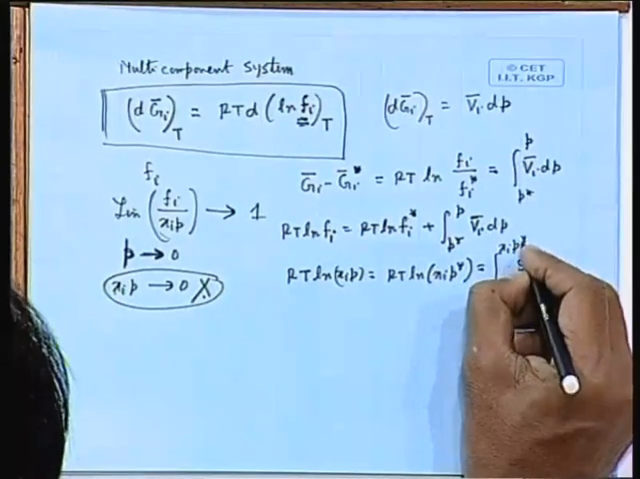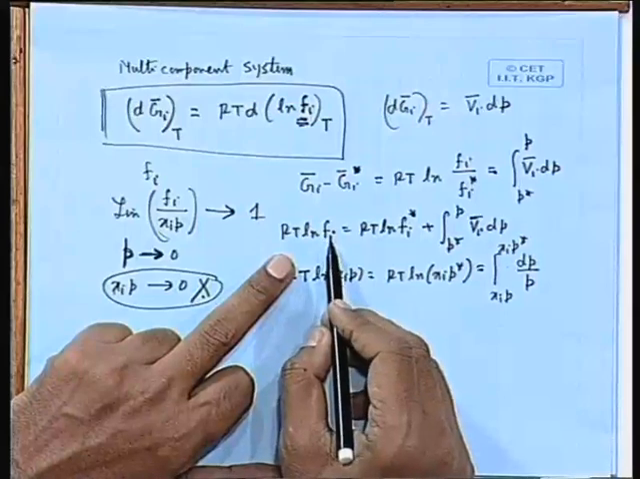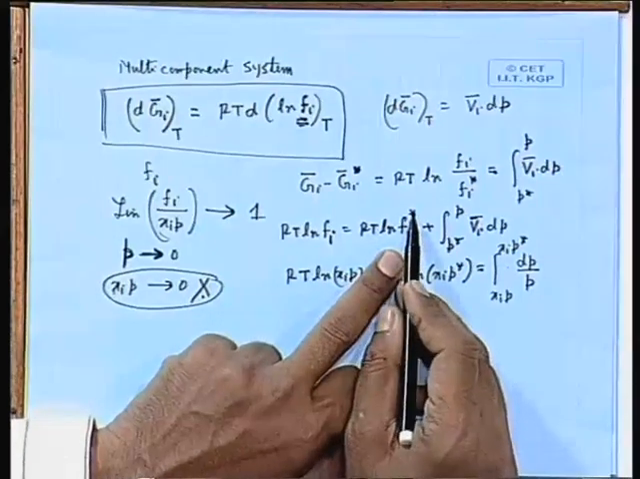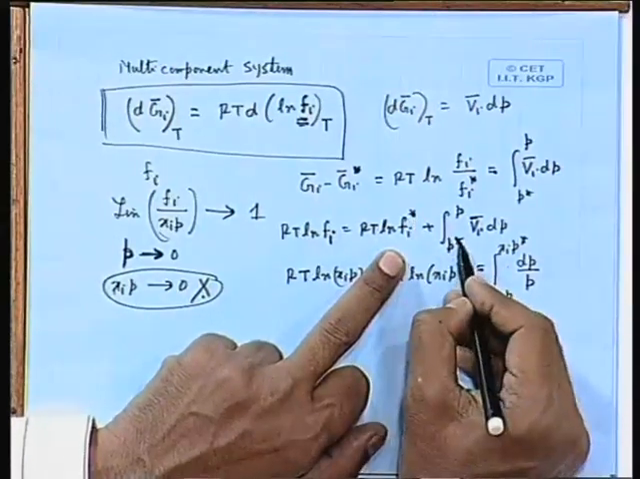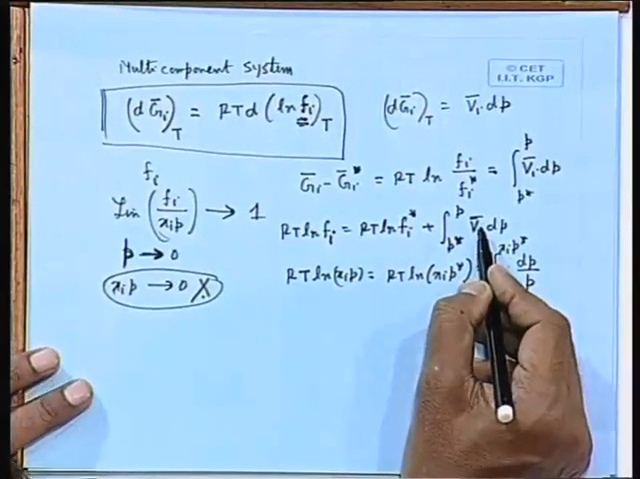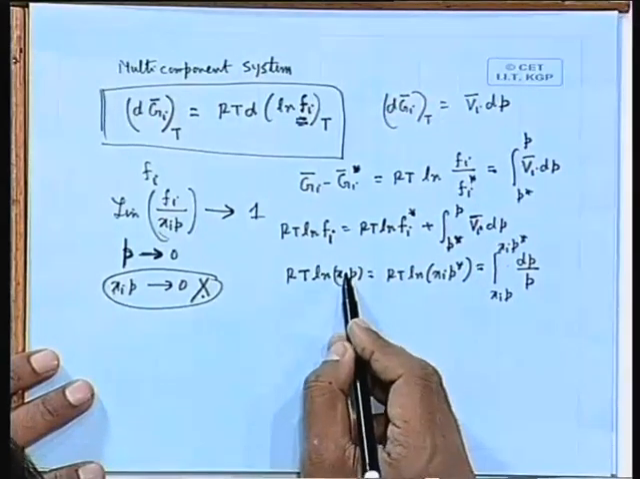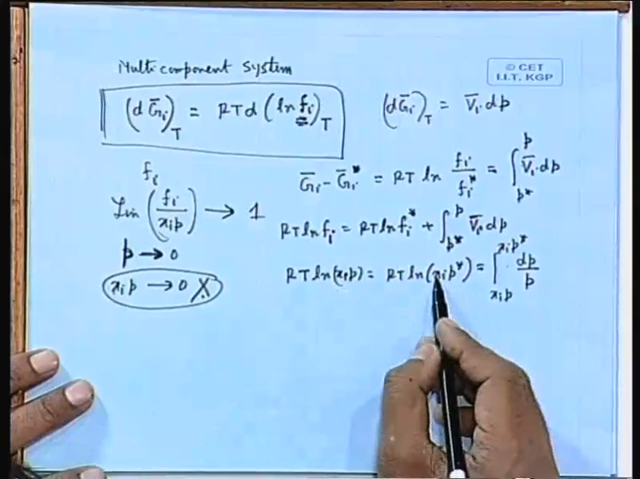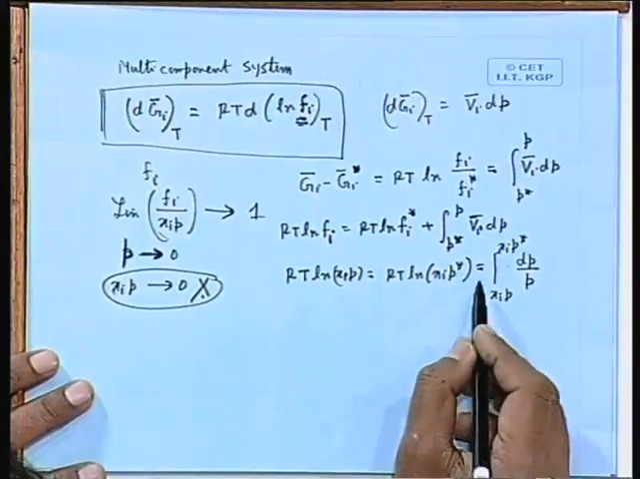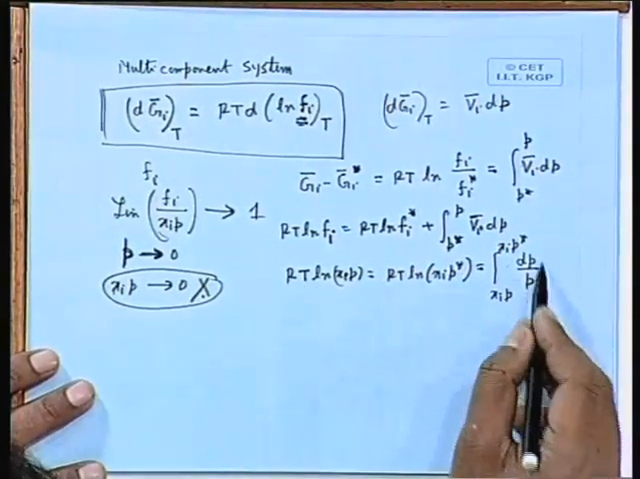Here you see the connotations: Fi is the fugacity of the ith component at a state P, then Fi star is the fugacity of the ith component at the reference state P star, and there is the integration of Vi bar, where this is the partial molar volume of the ith component. Now here I am giving an identity where Xi P is the partial pressure of the component whose mole fraction is Xi, and Xi P star is the partial pressure of the component i when the total pressure is at the reference state, that means P star. So we can write this, and this is a mathematical identity.